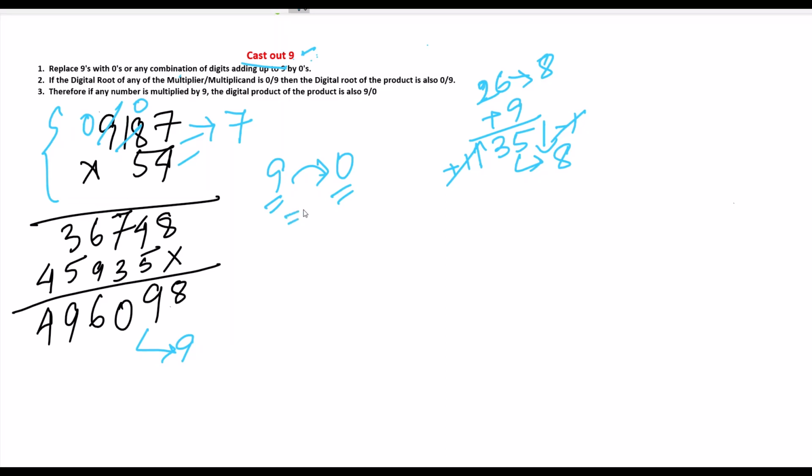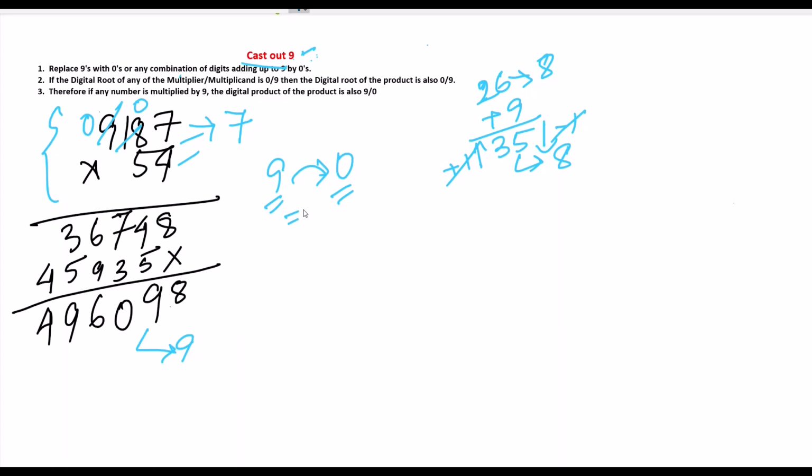If you prefer replacing 9 by 0 even in the single digit case, you could say that if any of the two numbers being multiplied, when reduced to a single digit, is 0, then the product when reduced to a single digit will also be 0 if the multiplication is correct, right? Alternatively, if the digital root of either the multiplier or the multiplicand is 0 or 9, then the digital root of the product is also 0 or 9.